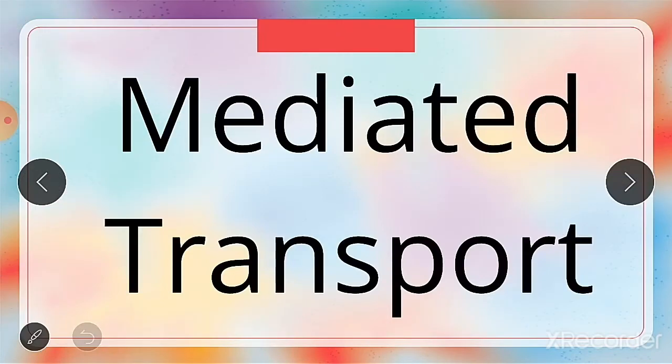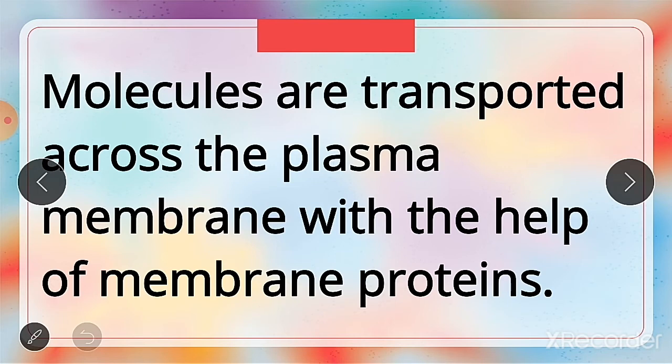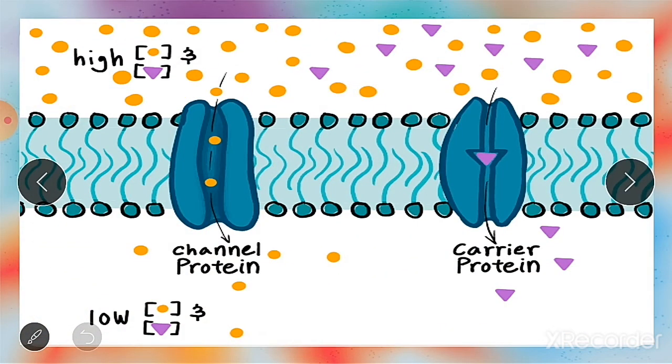The next is mediated transport, also known as receptor mediated transport. Here molecules are transported across the plasma membrane with the help of some membrane proteins. There are proteins in the plasma membrane. We have seen the structure of the plasma membrane. So the cell membrane acts as an effective barrier to the free diffusion of most of the molecules of biological significance. So there are many molecules which do not get entry in the cell.